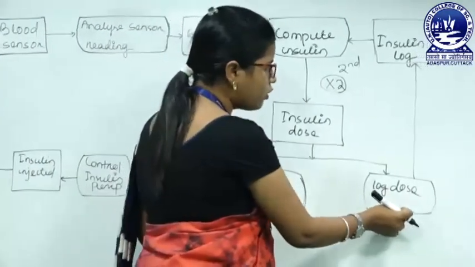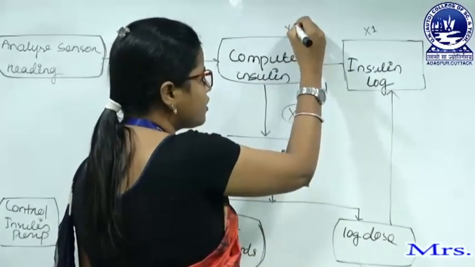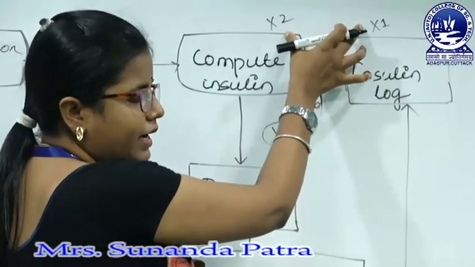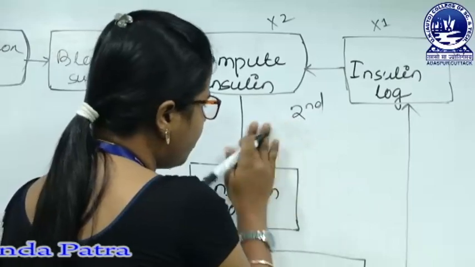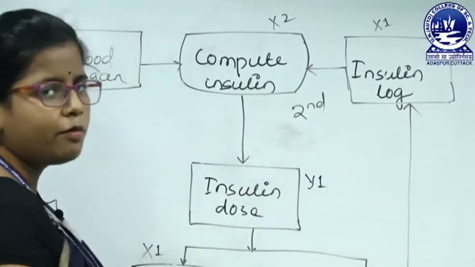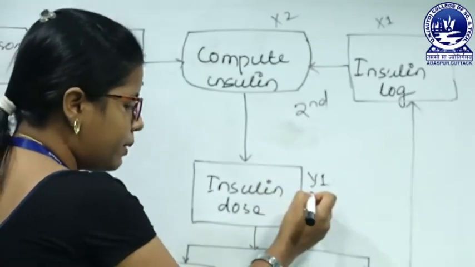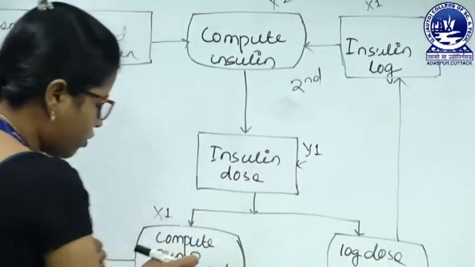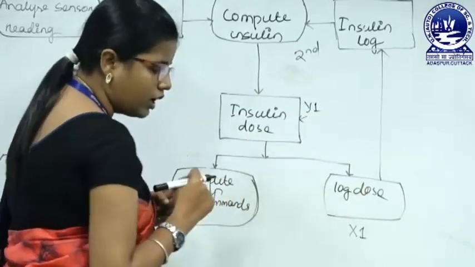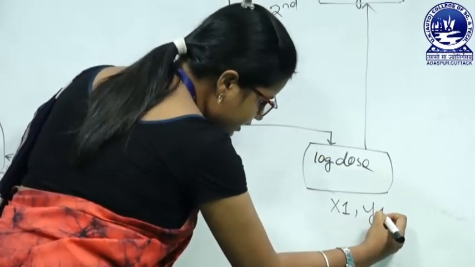So, x1 will go to the insulin log. We have x1 here and x2 here, then x2 and x1 will be compared. After the comparison, suppose we find y1, then y1 will be stored in the insulin dose, then y1 will go to the compute pump command and also y1 will go to the log dose. So, the previous reading was x1 and the next current reading is y1.